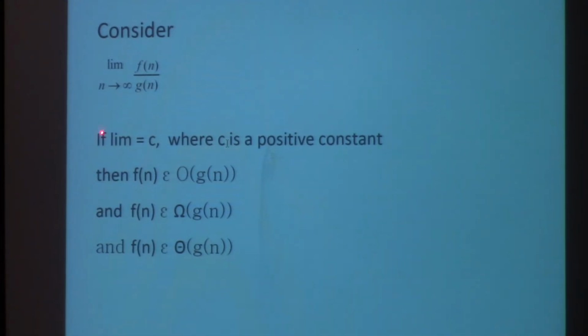So you can show that if f of n is big O of g of n, and g of n is big O of f of n, then they are theta of each other. They're proportional.